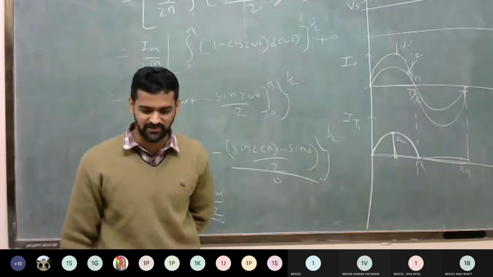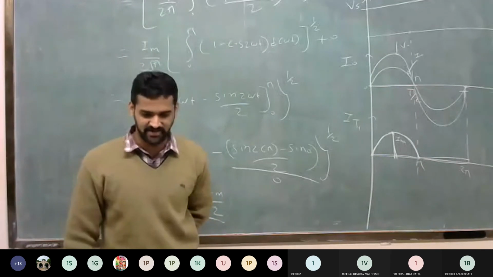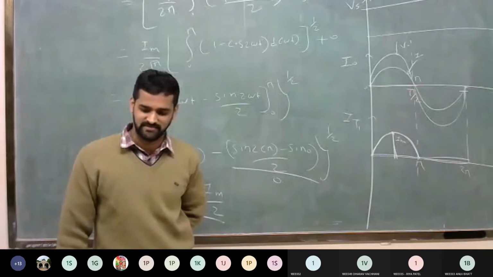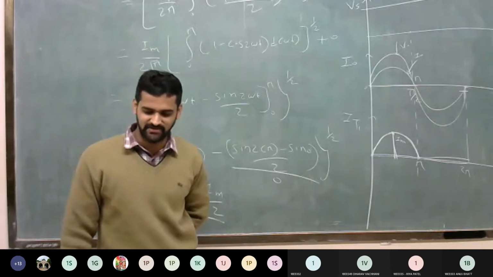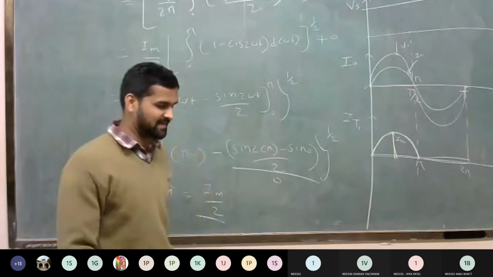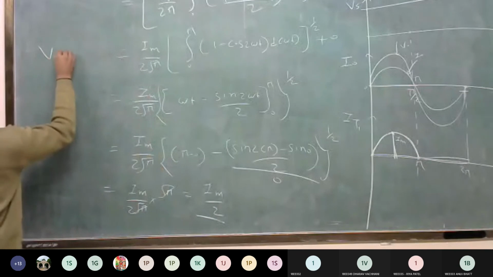Root 2 times IRMS. But what is the IRMS? I01 is the fundamental component. But what is the RMS current here? It is not given here. 115 root 2. Here the RMS current value is not given, but you can calculate it because the RMS value of voltage is given.